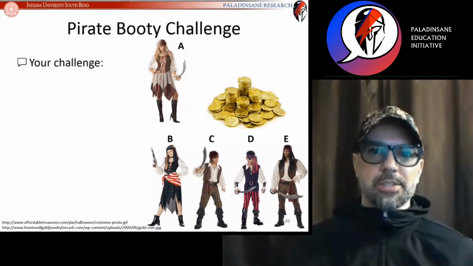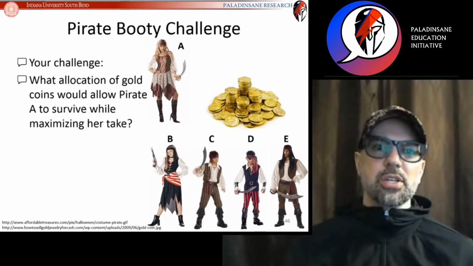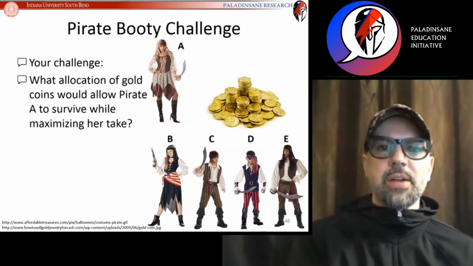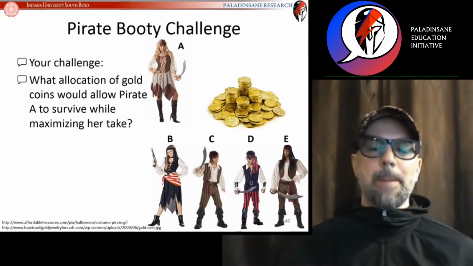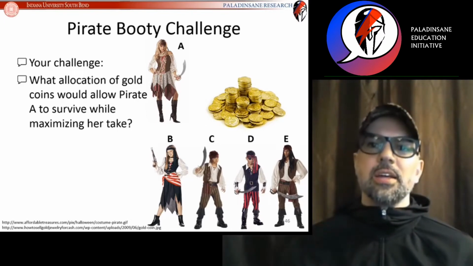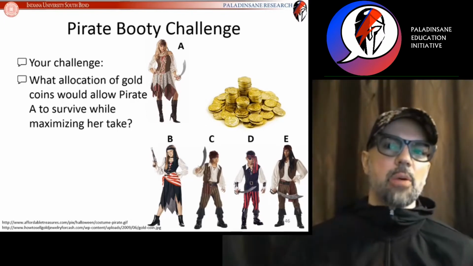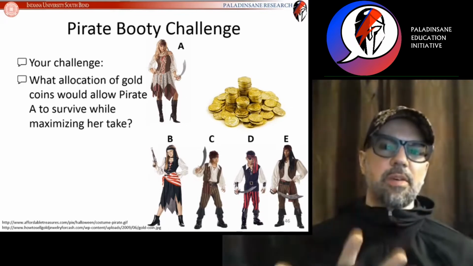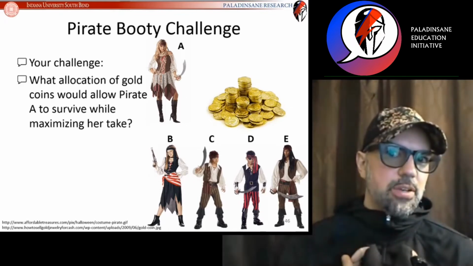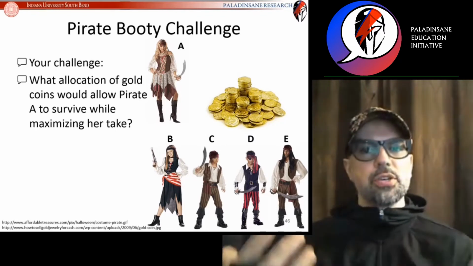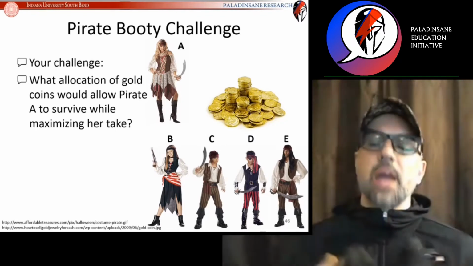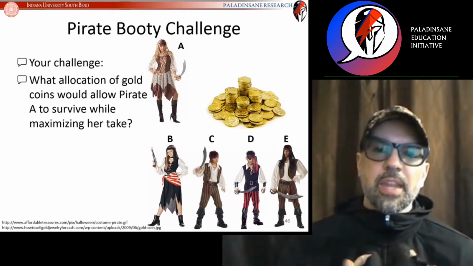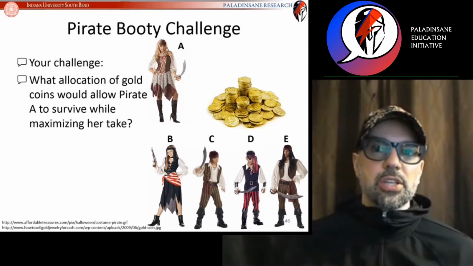Now here's your challenge. What allocation of gold coins would allow pirate A to survive while she maximizes her take? So your challenge is to figure out, how are you going to distribute these 100 gold coins amongst these 5 pirates? How much are you going to take for yourself? So you're pirate A, put yourself in her shoes or her boots. How much are you going to take for yourself? And then how much are you going to distribute to each of the other pirates?